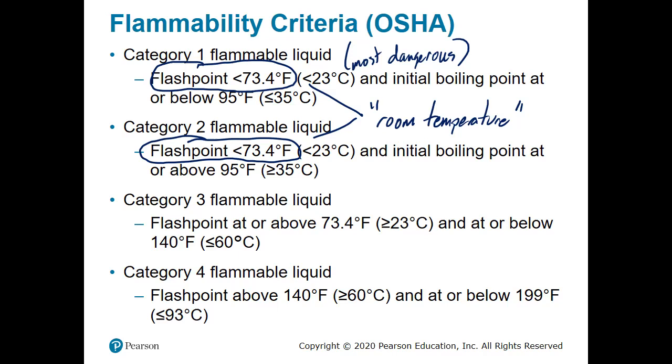For categories 3 and 4, we're going to see that we are above room temperature flash point values. So notice that in categories 3 and 4, nothing is being said about boiling point at all. It is just based upon flash point. So if the flash point is between room temperature and 140 Fahrenheit, it is considered a category 3 flammable. If it is above 140 but below 199, we consider it category 4. And again, above 199, we don't consider it flammable, at least not according to OSHA.